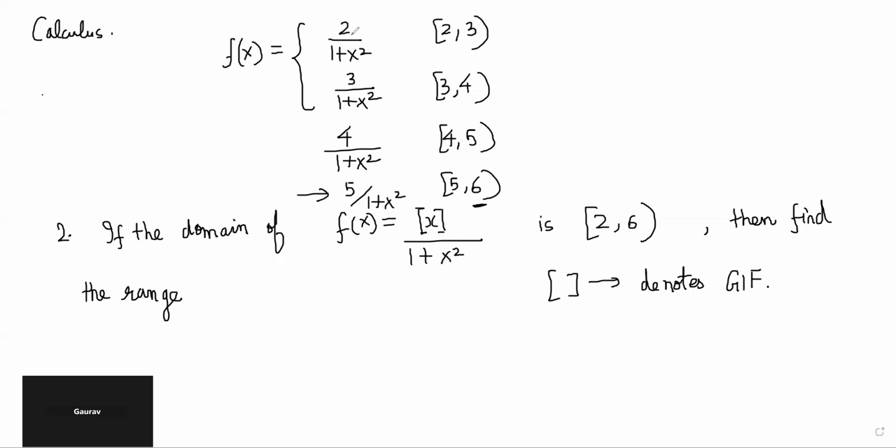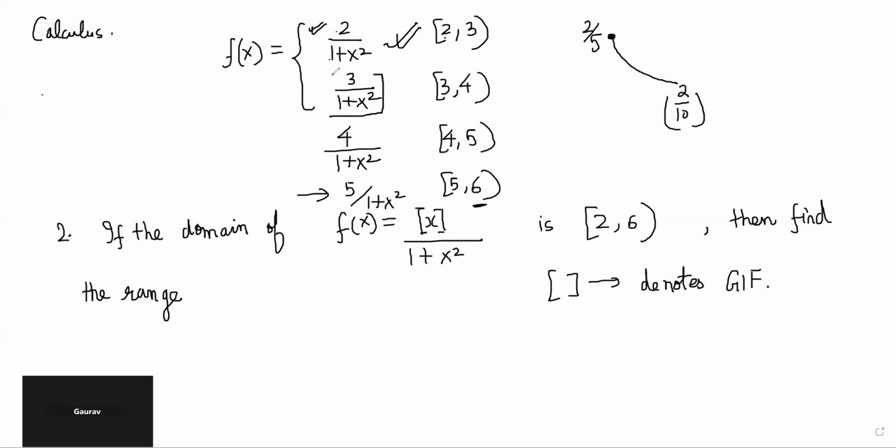The values of the function are decreasing because 1 plus x square is increasing in any interval. If you try to plot the graph of 1 plus x square, it will fall down. The highest value will come here, 2 by 1 plus x square. When you take x equal to 2, you're getting 2 by 5. But the lowest value of this function is 2 by 1 plus 9, so 2 by 10, tending towards 2 by 10.